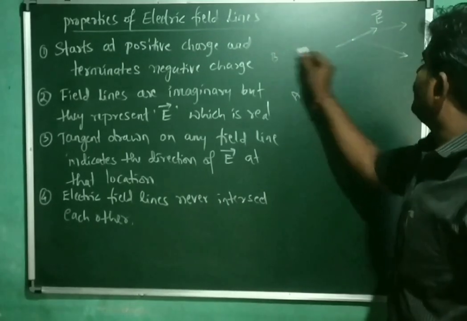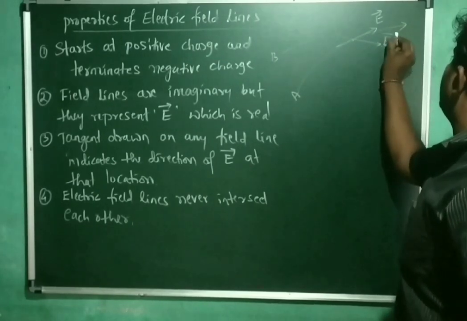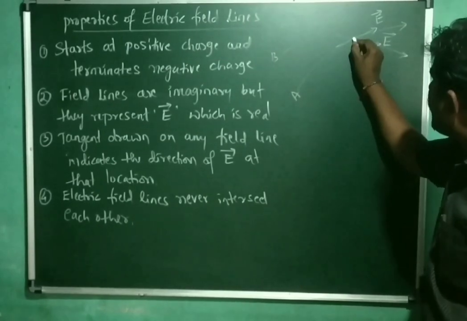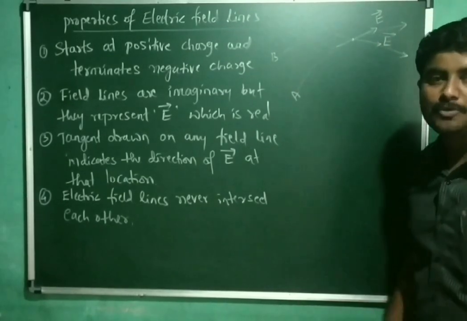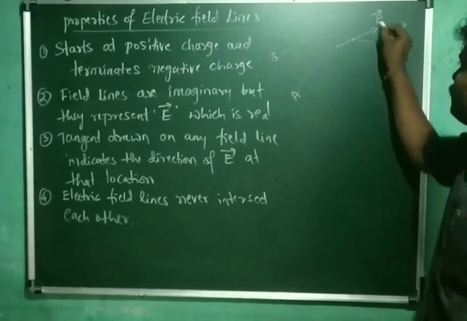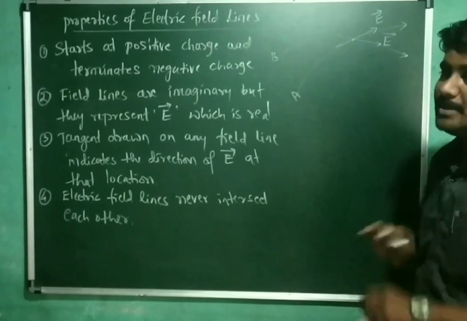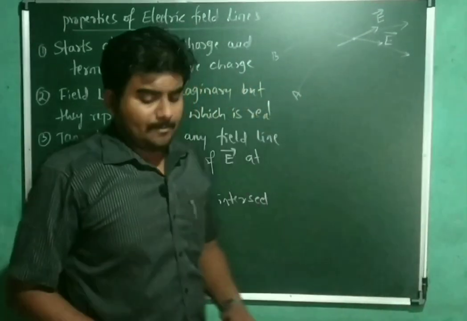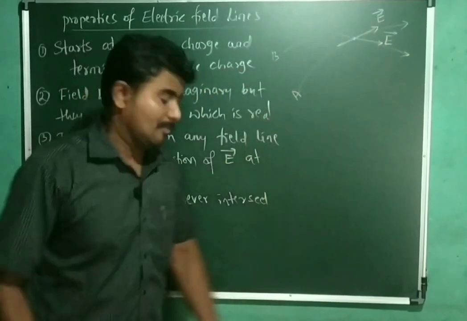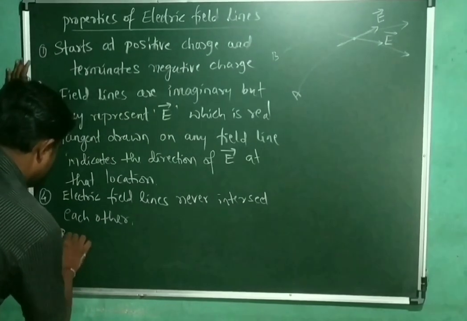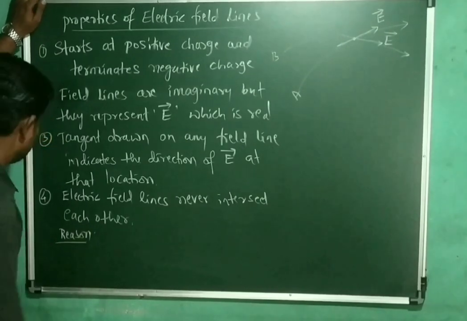For B also I will draw a tangent at the same point, and this is the direction of the electric field. At a single point the electric field has two directions, which is not possible in reality. Therefore two electric field lines never intersect each other, because if they do so, the electric field will have two directions at a single point, which is not possible. Sometimes this reason is asked in your theory examination, therefore it is an important reason.